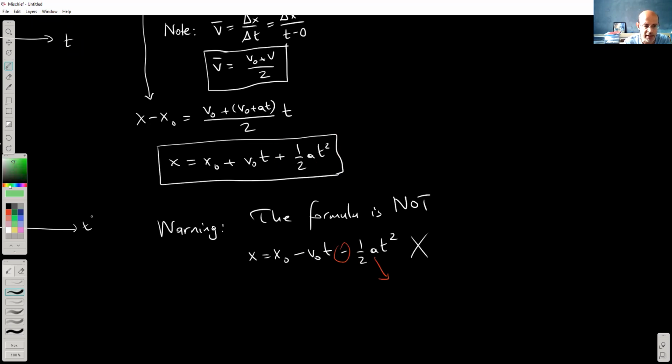All right. Let me use a green color. That's still incorrect. Whether the acceleration is negative or positive, whether V0 is negative or positive, this is incorrect, right? Don't confuse this. You don't change the formula. You need to change the numbers that you insert into the formula, all right? The formula is still the same.